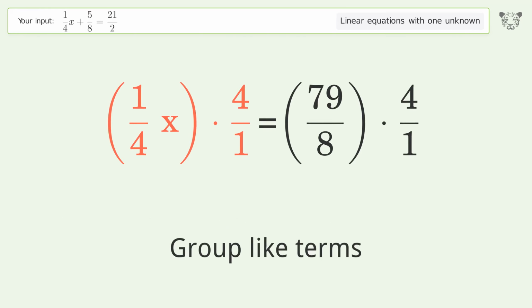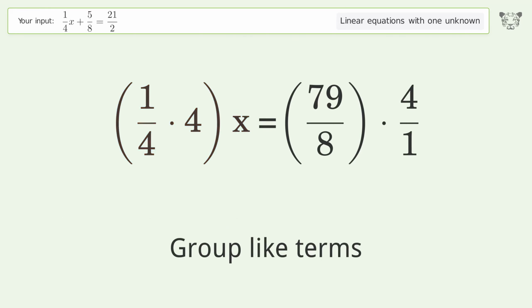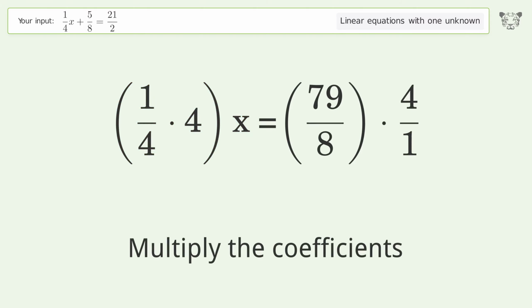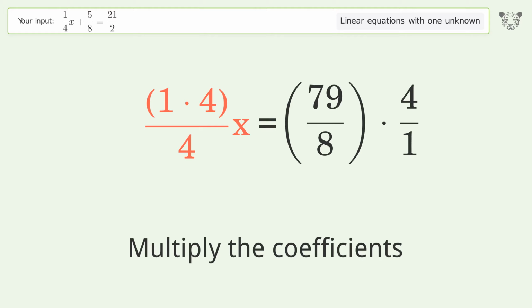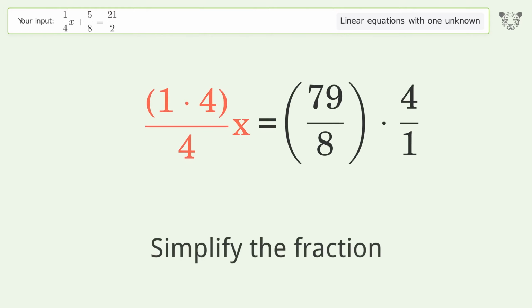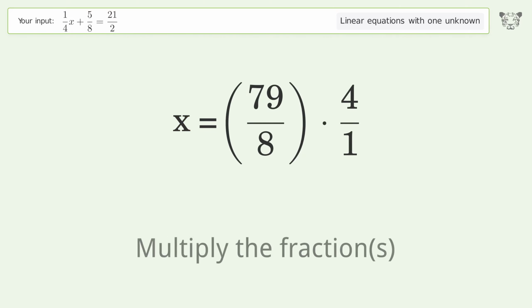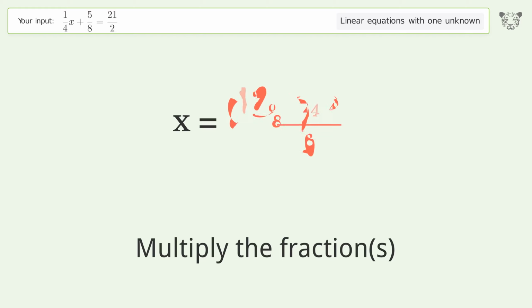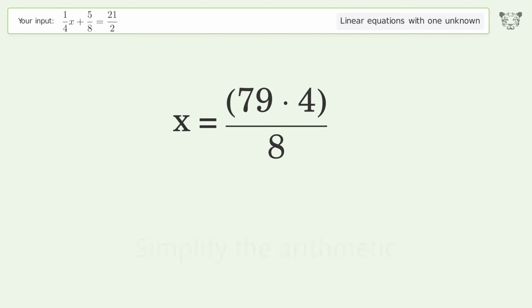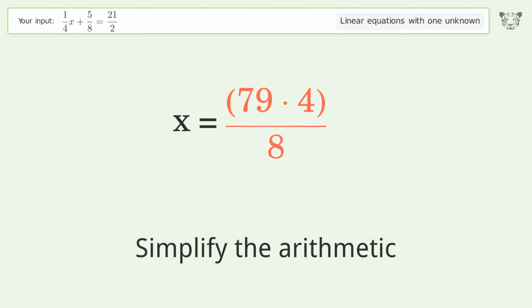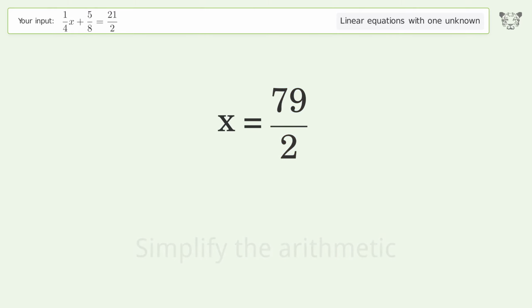Group like terms. Multiply the coefficients. Simplify the fraction. Multiply the fractions. Simplify the arithmetic. And so the final result is x equals 79/2.